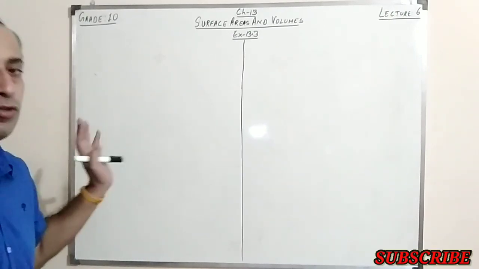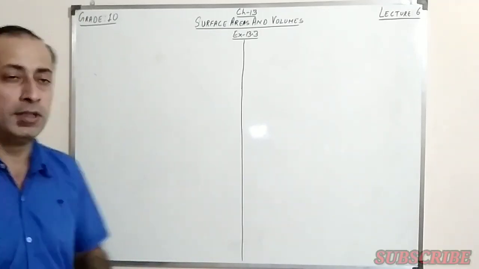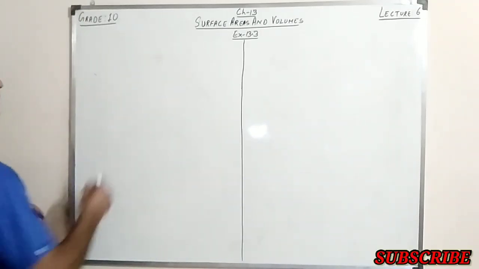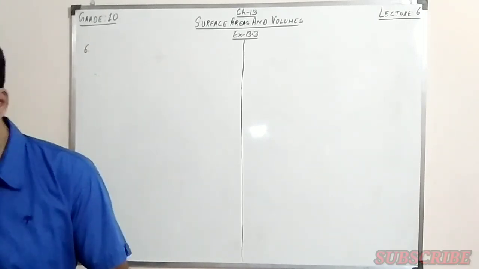So the previous question was question number 5. Now we are doing question number 6. The number was written wrong on the board. You can just correct it wherever you are writing the solutions. So now the question number 6.